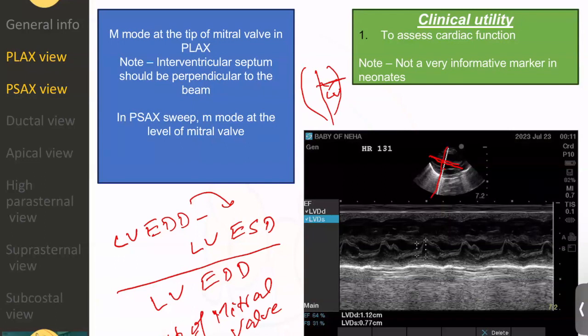When we put the M mode, again, the anterior-most chamber becomes the RV. Then this is the interventricular septum, and then this is the LV. And this thing which we are seeing, this is the movement of the mitral valve. So here is the place where the mitral valve is meeting.